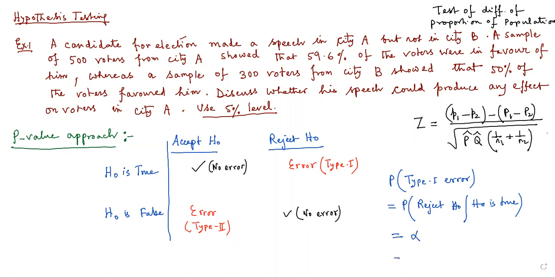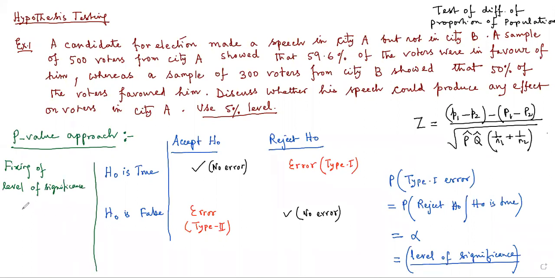And you will be glad to know that this alpha, the probability of committing the type 1 error, is known as the level of significance, which we fix before we start solving the problem. So we fix our level of significance. Now, fixing of the level of significance is done in various ways. Some people fix the level of significance at 5%. Some people like to fix the level of significance at 1%.